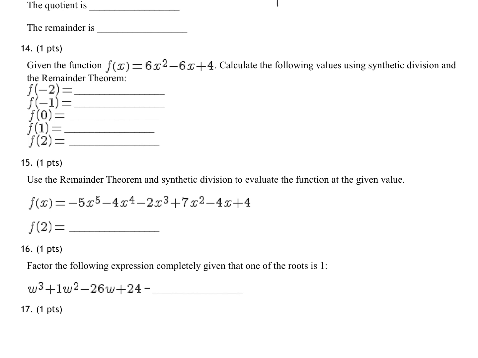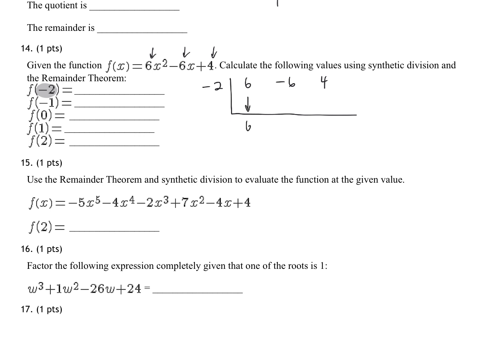Number 14, given the function f of x, calculate the following values using synthetic division and the remainder theorem. So on this one, what they're wanting you to do is use synthetic division to do this. So you would use the number that's in here, this -2, and you would do synthetic division. So you would say -2, 6, -6, 4. We're trying to divide into this.